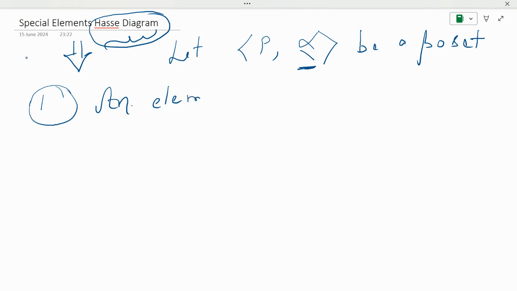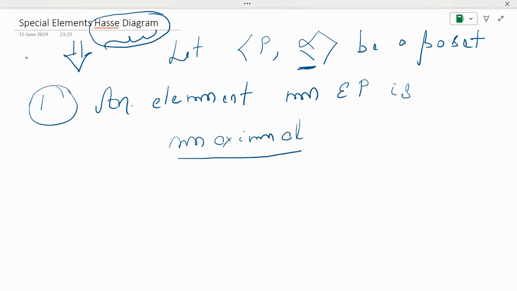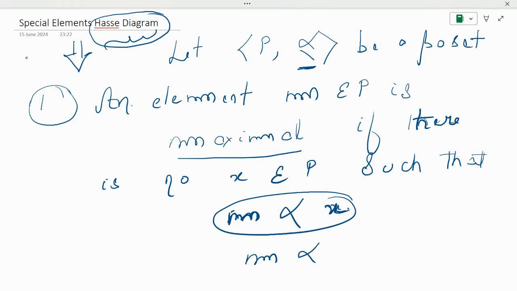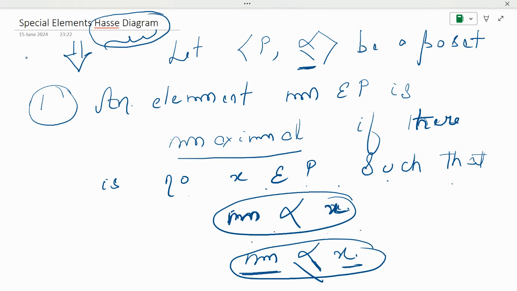An element M belonging to P is maximal if there is no X belonging to P such that M has an associativity with X. In other terms, you can say that M has a partial order relation with X. So there is no X belonging to P such that M is related to X. We already have learned about the associativity part.